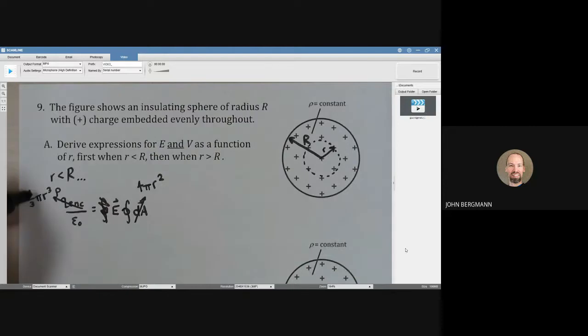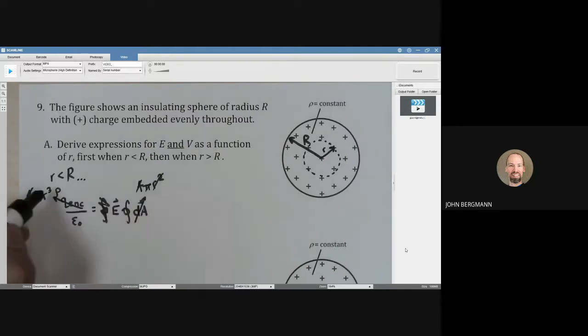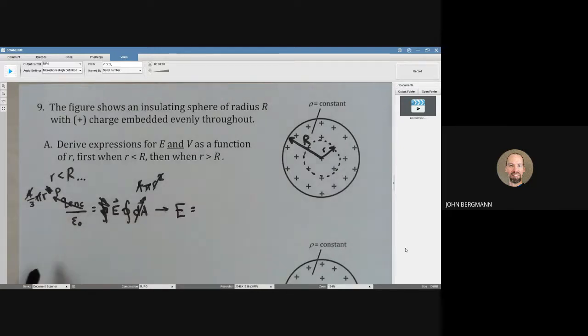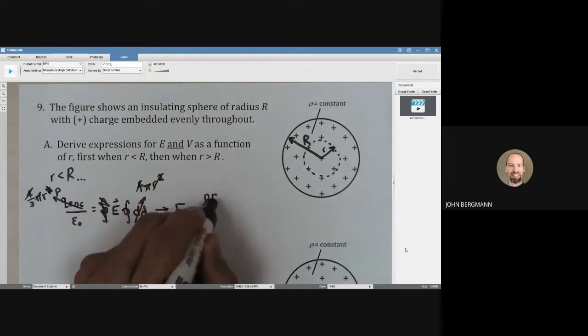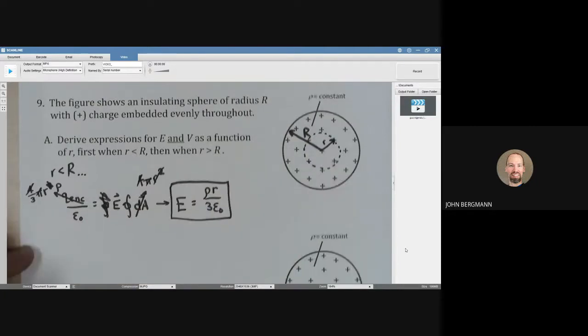What happens here is the 4 and the pi cancel. I've got an r squared there, so I can cancel out 2 of those. So the electric field here is going to be rho r over 3 epsilon naught. So that's for r less than big R.